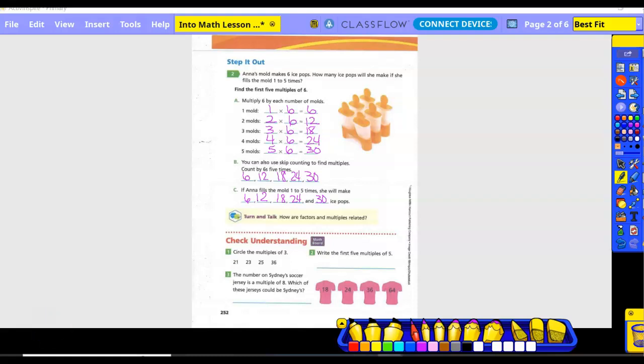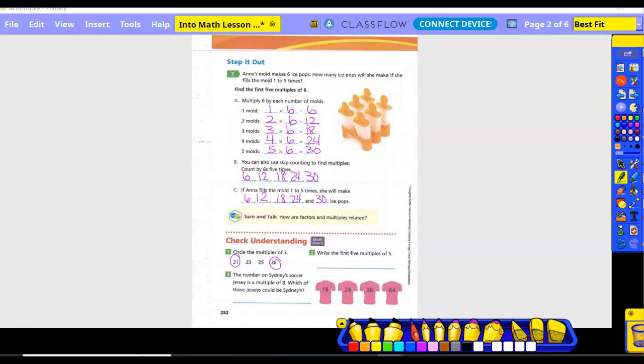Check for understanding. Circle the multiples of 3. So if I started at 3, I would say 3, 6, 9, 12, 15, 18, 21, 24. That skips 23, right? 27. That skips 25. Okay, 27, 30, 33, 36.